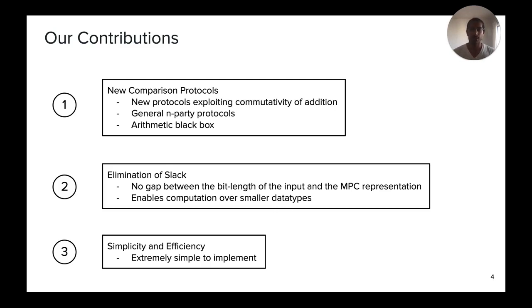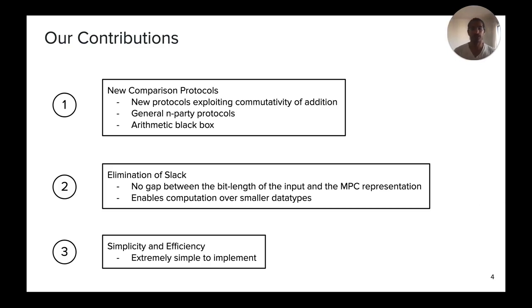The second contribution is the elimination of slack. And here by slack, we mean a gap or a separation between the bit length of the input and the MPC representation. In other words, if we want to compute over 80 bits of input, we frequently need to store the MPC secrets or the shares in a larger field, about 128-bit secret values. As a consequence of this elimination of slack, we can enable computation over smaller data types. And Dragos is going to talk a bit more about this part of the work.